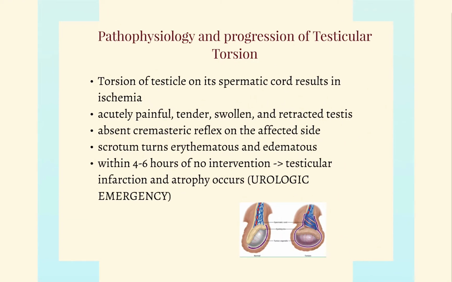Torsion of testicle and its spermatic cord results in ischemia, which presents with acutely painful, tender, and swollen testes. The affected testicle is retracted upward into the scrotum, and the cremasteric reflex is almost always absent on the affected side. If torsion progresses without intervention, the scrotum turns erythematous and edema ensues. Within 4 to 6 hours of no intervention, testicular ischemia, infarction, and subsequent atrophy occur. This is why it's considered a urologic emergency.